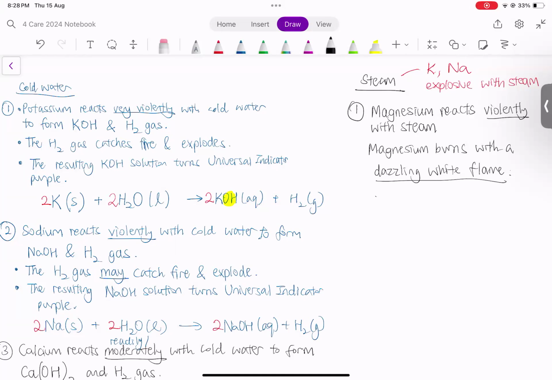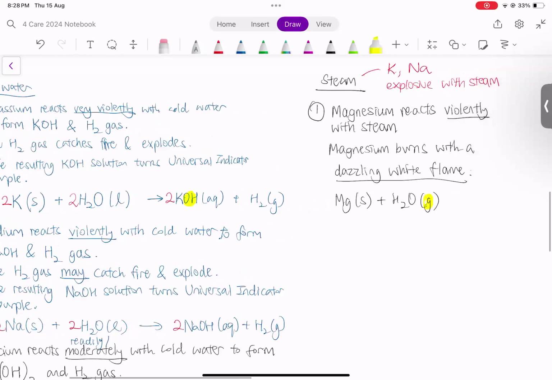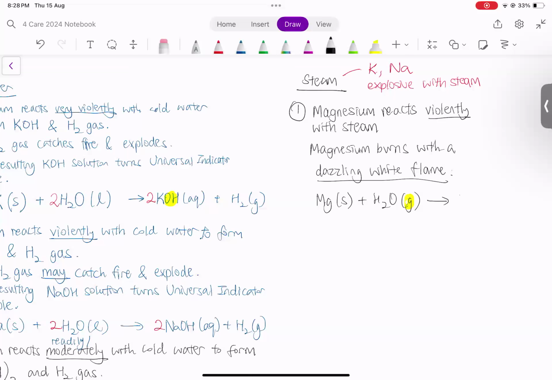All right. And the equation is very easy to write. Mg solid plus steam. Now, steam is H2O gas. Please take note. And this forms magnesium oxide as a solid and hydrogen as a gas. All right. This is the reaction of magnesium with steam.